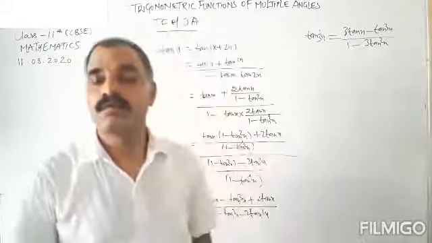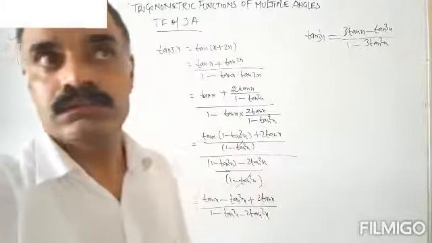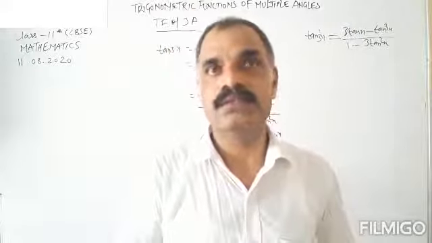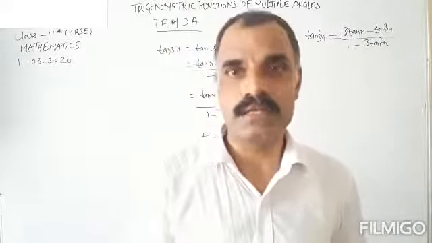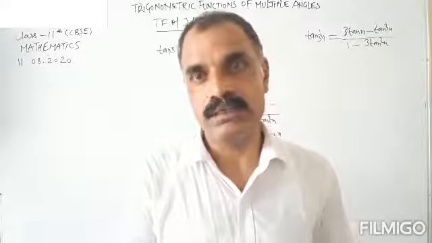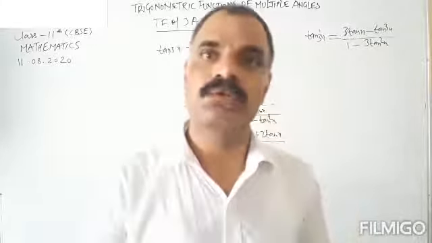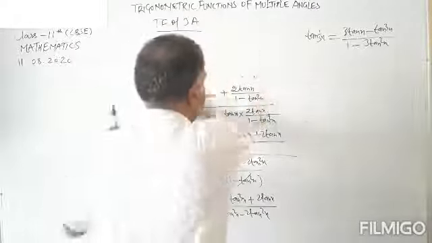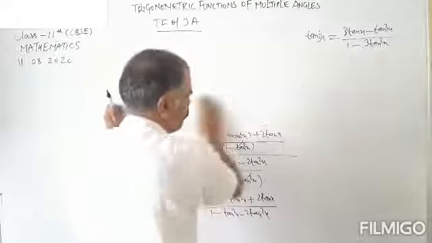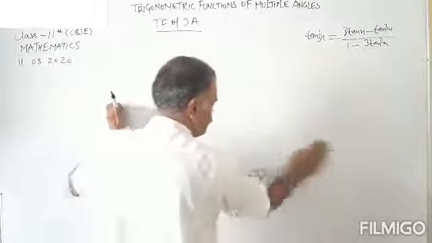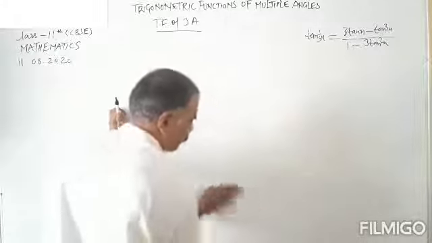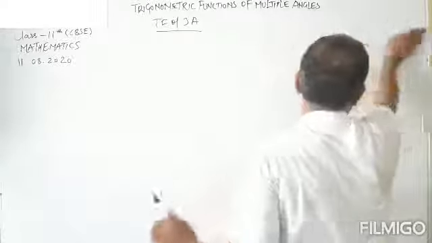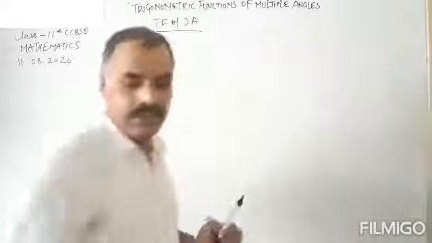Now we will find the sum of two trigonometric functions, that is sin a plus sin b, sin a minus sin b, cos a plus cos b, cos a minus cos b. Let us wipe this out. We will have the identity for sin a plus sin b, sin x plus sin y.